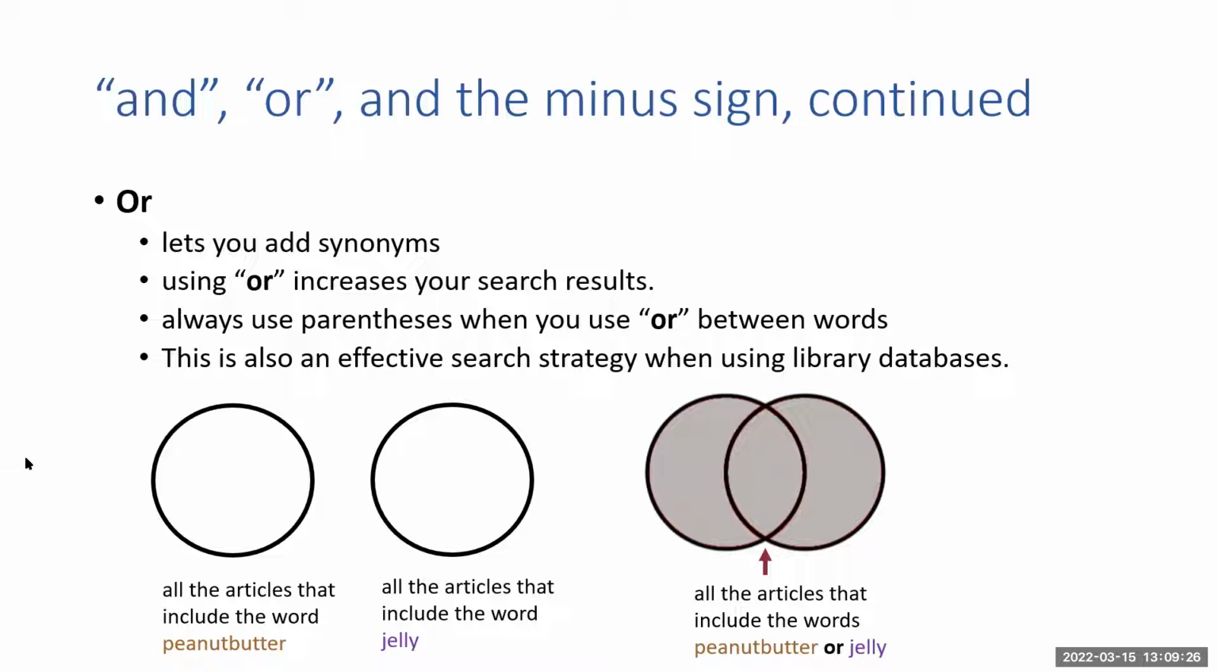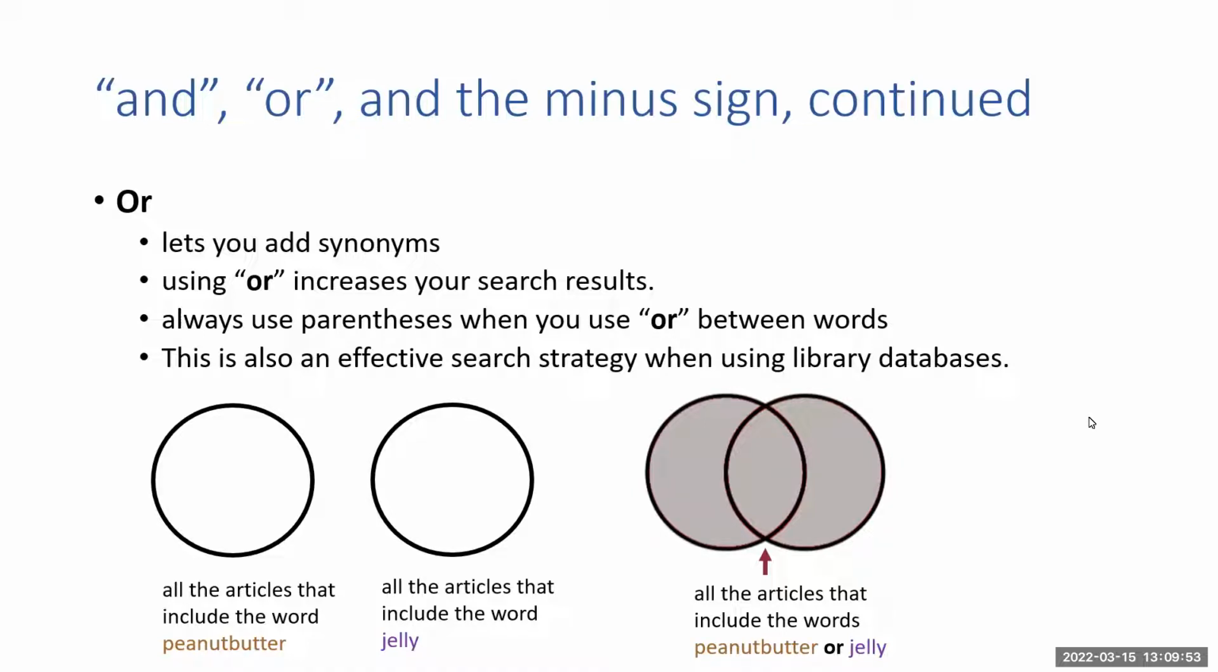And this is another graphic example of it: the articles that have peanut butter, the articles that have jelly. So when you say "or," they could have both. Like this little section right here has peanut butter and jelly in it, but it wants all of it. So you can see it expands your results, and every "or" word you add generally expands. So you'll get more results the more "or" terms you add.